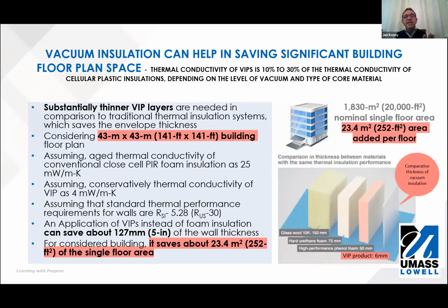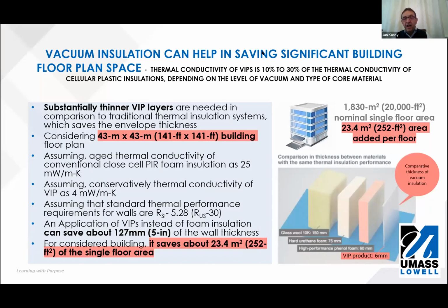I'm giving here an example where we use an office building with a floor plan of 43 by 43 meters, with a thermal requirement for the wall of R30 in US units, R5.28 in SI. The difference in thickness between a vacuum panel and polyisocyanurate foam is about 127 millimeters, which is 5 inches. That means that across the whole floor of that building, we are saving 23.4 square meters of area.